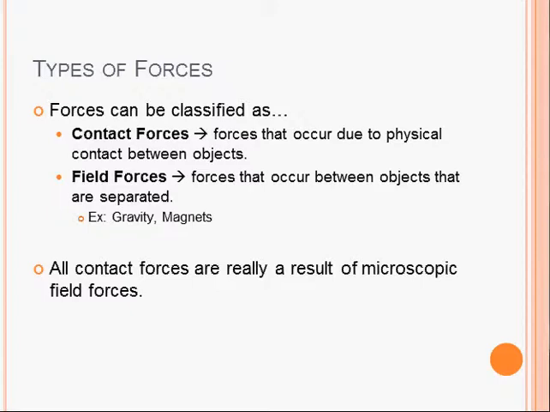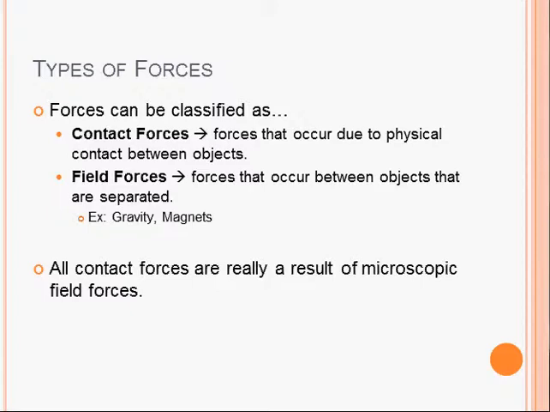Magnets. We know magnets can exert forces on each other, and they don't actually have to touch. You know the idea of North and South Pole. They'll start attracting each other and kind of pull together so that they meet. They're not actually touching. They can exert those forces far away. So we can classify forces as one of those things: contact forces or field forces.